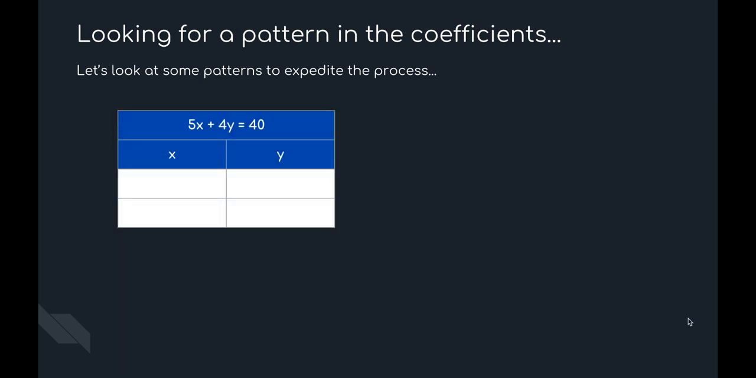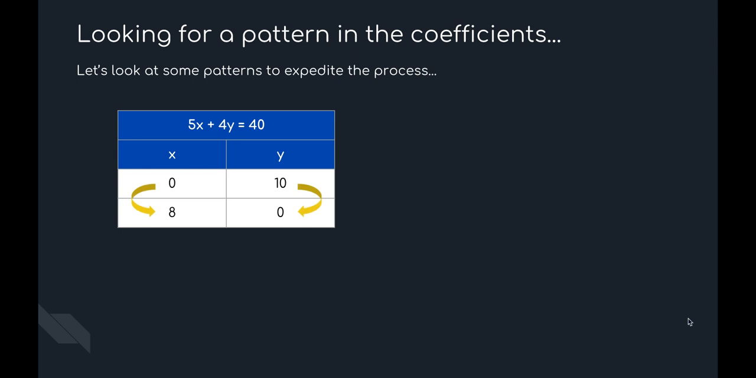Here's a new equation. 5x plus 4y equals 40. Again, we're going to start by finding sum of one and none of the other. None of the x's means that the value of y must be 10. 4y equals 40. Divide by 4, we get 10. We can find sum of one and none of the other for y. 5x equals 40, so x has to equal 8.